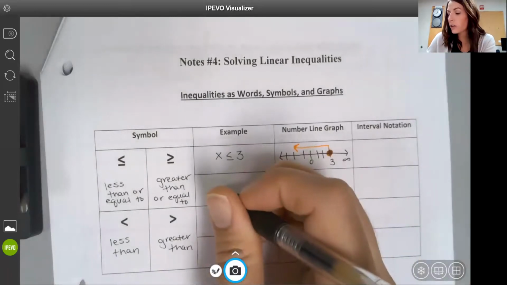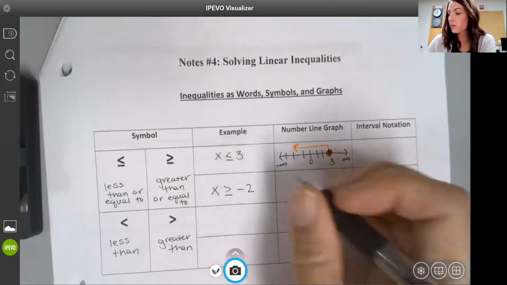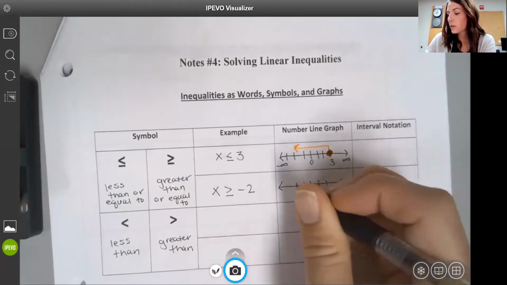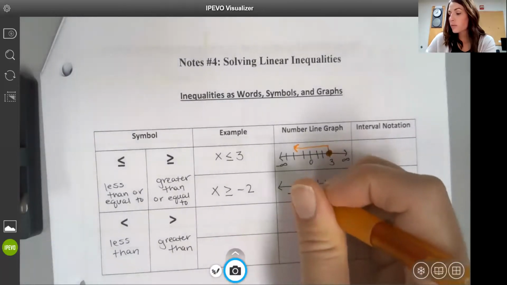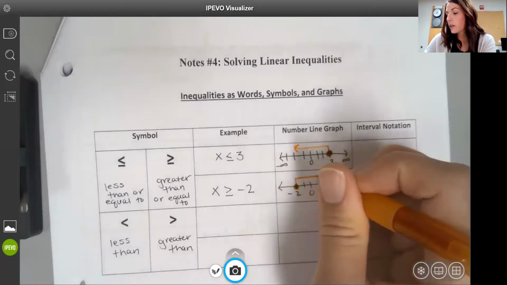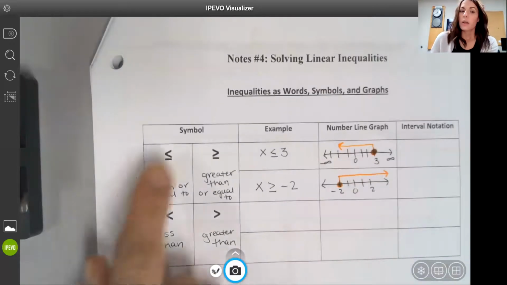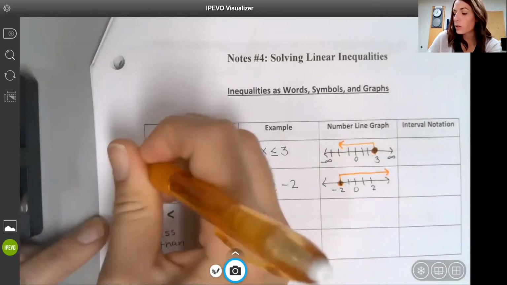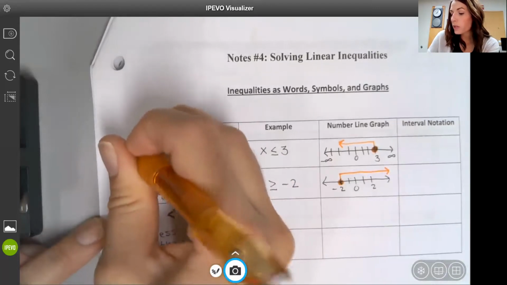Similar if I have greater than or equal to. If I have something like x is greater than or equal to -2, then I could draw that on a number line. Where -2 is, we want to include that solution, so I'm using a closed circle. Values that are greater than -2 would be to the right. Anytime I have less than or equal to or greater than or equal to, we are going to use a closed circle on our number line graph.